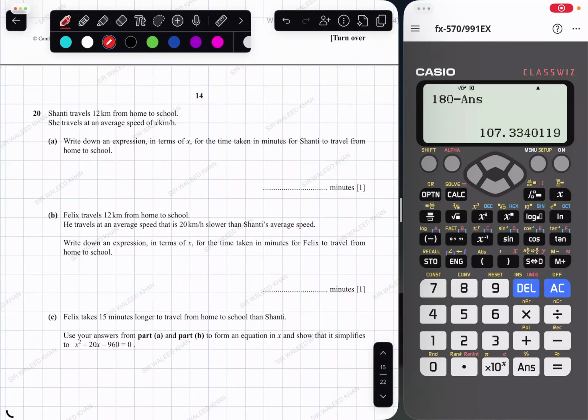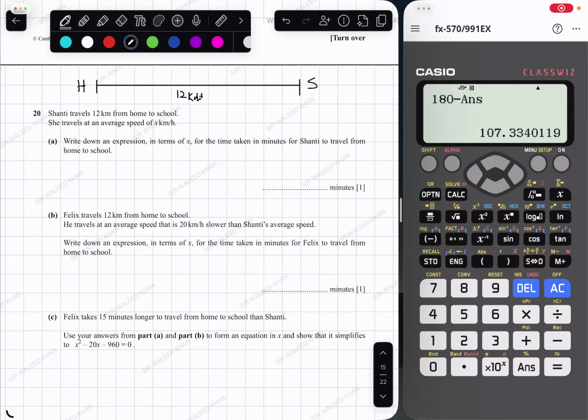Whenever we have such kind of information, it's always better to draw it out. Sometimes you just get bored looking at the words, right? You just draw it out like this. Home, and this is the school. Shanti travels 12 kilometers from home to school, so the distance between them is 12 kilometers, right?